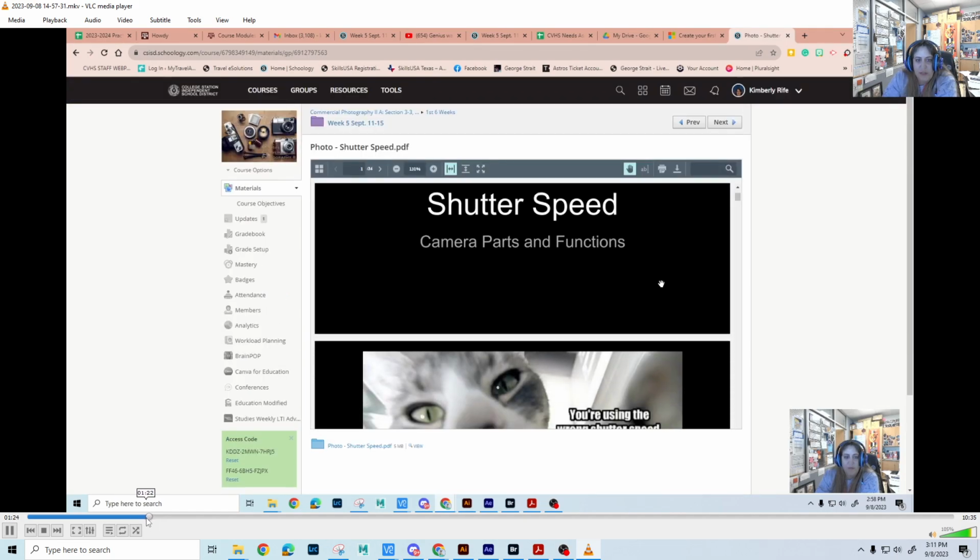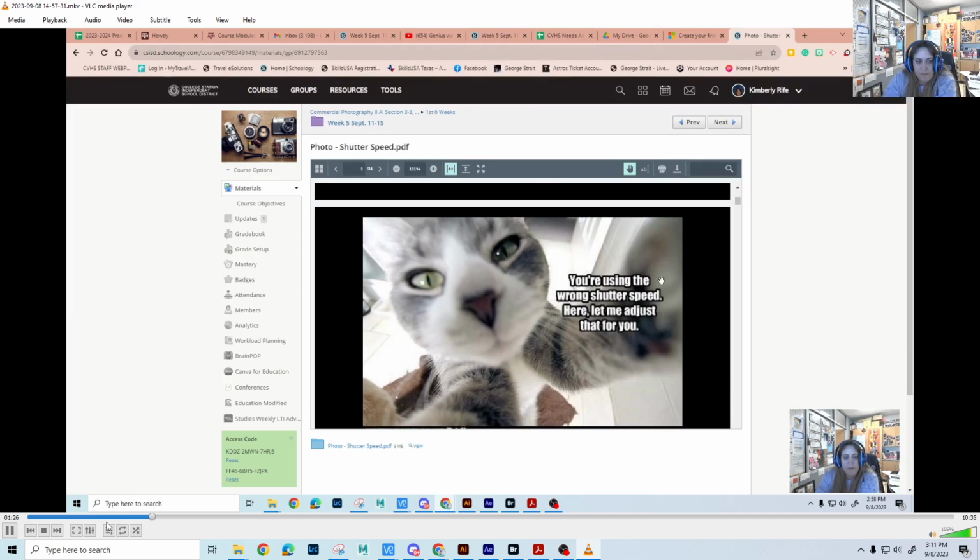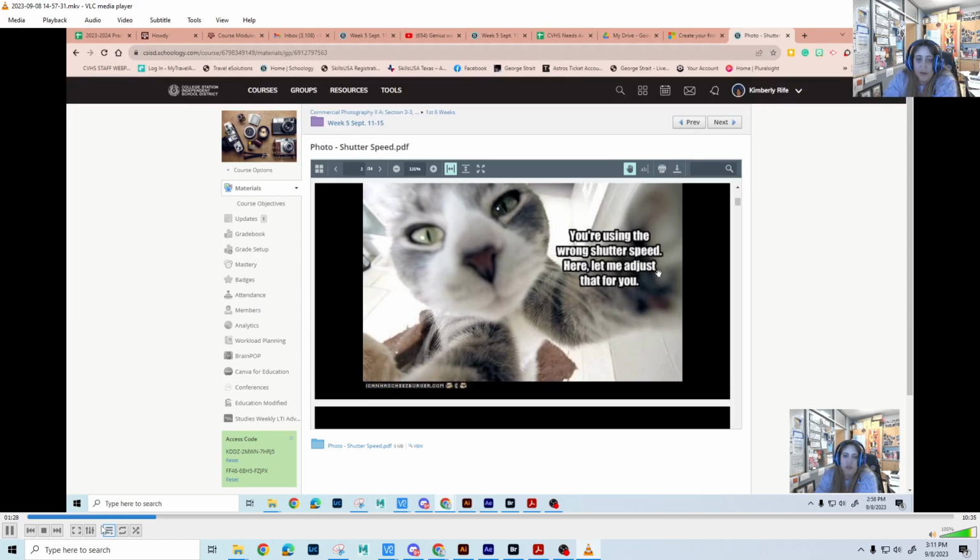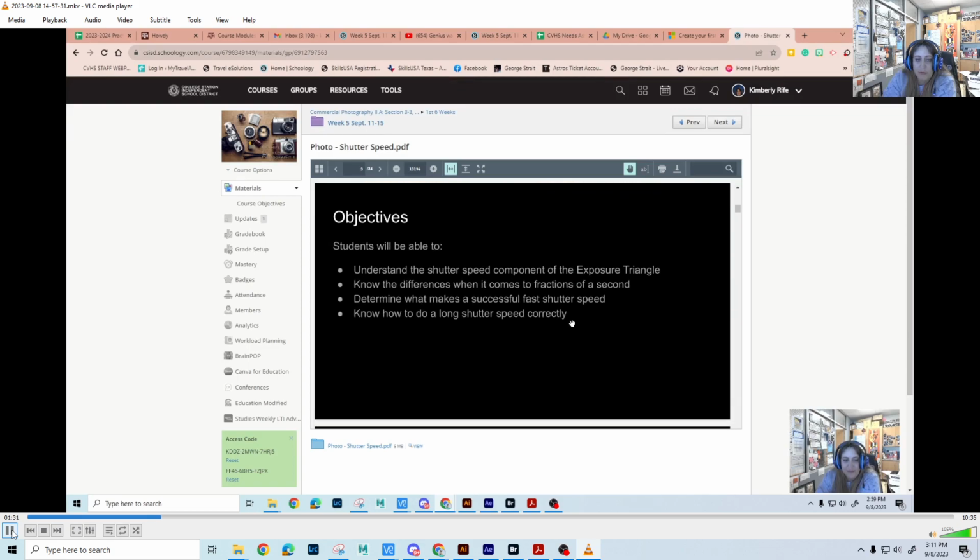Okay, so here is the shutter speed. So our cute GIF for the week is you're using the wrong shutter speed. Here, let me adjust that for you. So some objectives: understand the shutter speed component of the exposure triangle, know the differences when it comes to fractions of a second, determine what makes a successful fast shutter speed, know how to do a long shutter speed correctly.